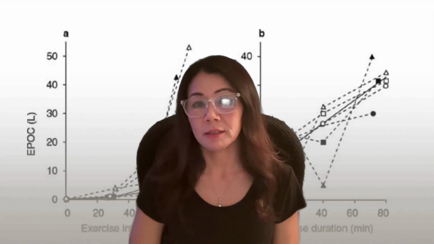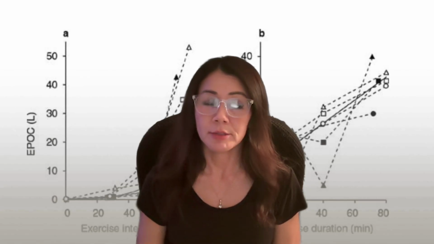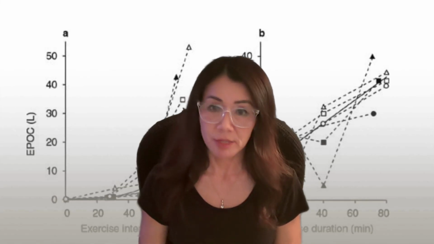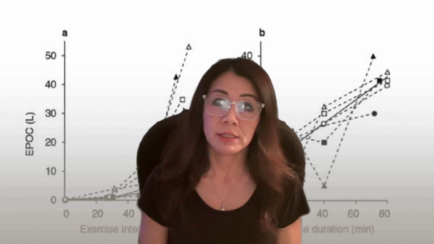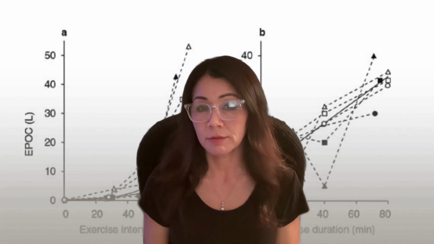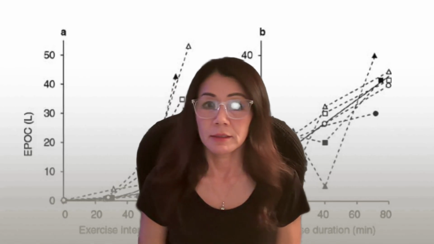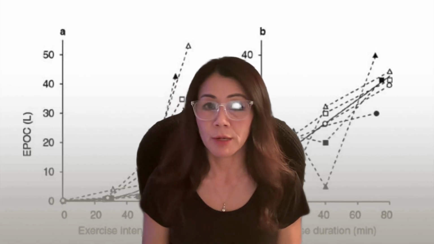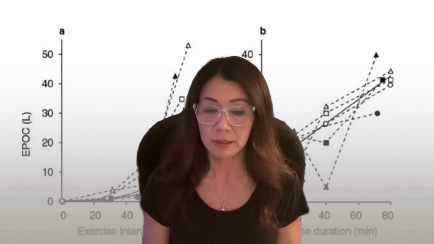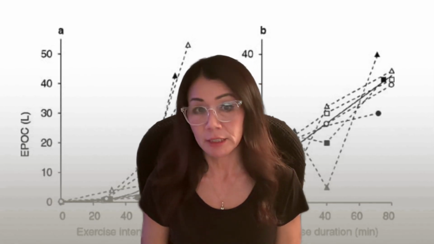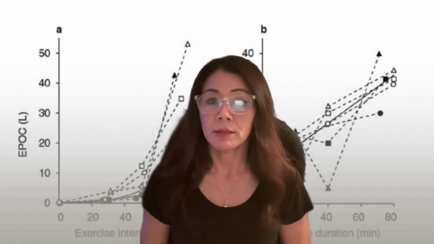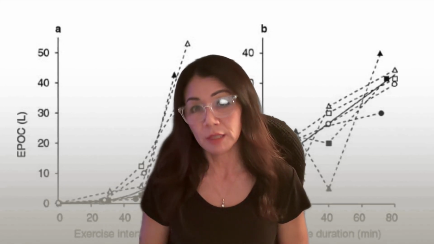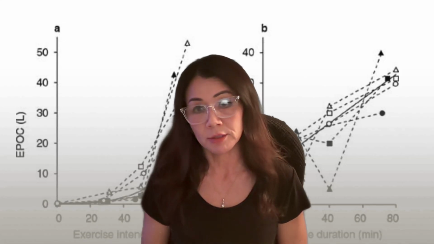Key factors that influence EPOC are exercise intensity, exercise duration, and mode of exercise. And the effects of these factors are intuitive and logical. Exercise intensity is the primary factor influencing EPOC and has a curvilinear relationship with it. As exercise intensity increases, the magnitude and duration of EPOC increases exponentially.